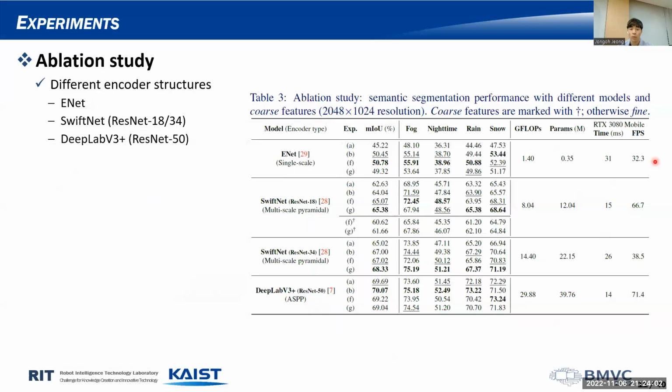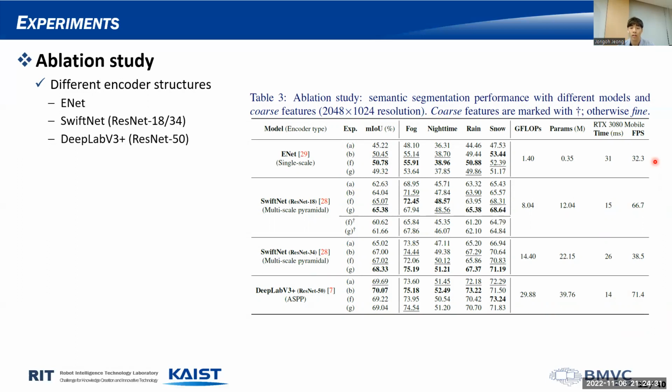For an observation study, we have compared our approach on ENet and DeepLab V3+ model architectures, which are based on single-scale and spatial pyramid pooling, or ASPP, encoders, respectively. We chose these models with a lighter backbone due to the real-time and lightweight constraints. From this table, you can see that the application to ENet shows that the self-supervised replacement in our approach performs the best, and DeepLab V3+ did not show much improvement.